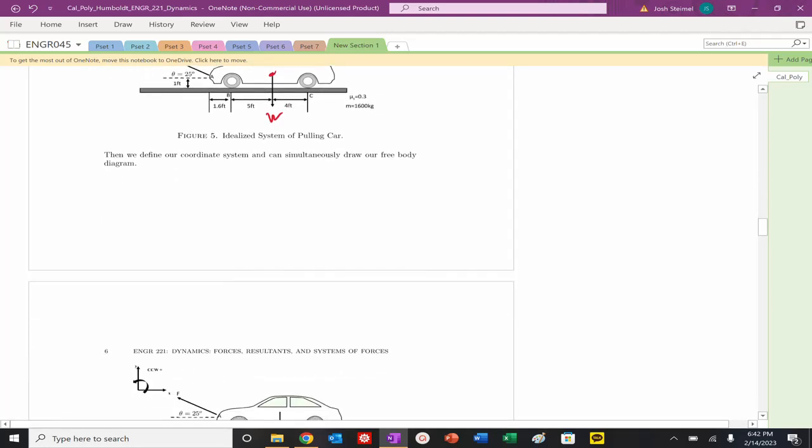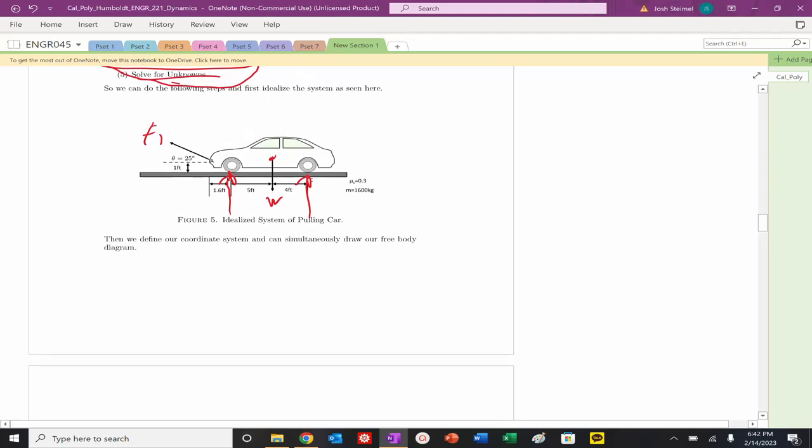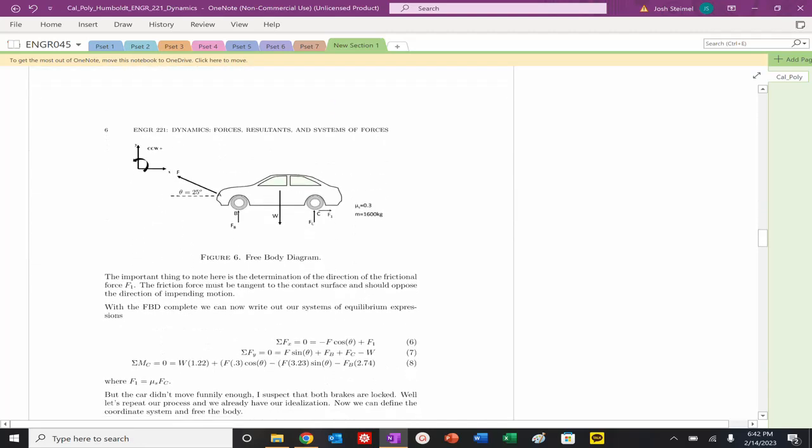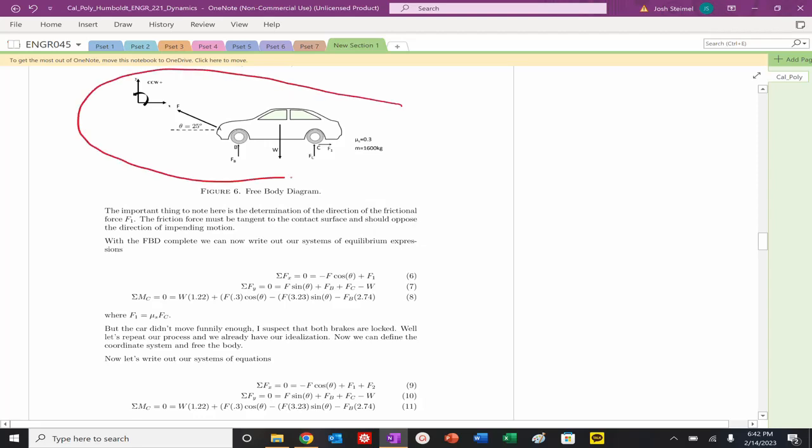I know that there will be a reaction force on these tires as such. I also know where the impending motion is. If this tire is free to rotate, I don't have to worry about friction, and I'm going to neglect rolling resistance of the tires. So I don't have to worry about friction here, but the impending motion is going to go this way. The contact surface is right here. For friction, what do I need to do? I need to be tangent to the contact surface, and I need to be opposite the direction of impending motion. If I look at my free body diagram here, we can express that just as we see here.